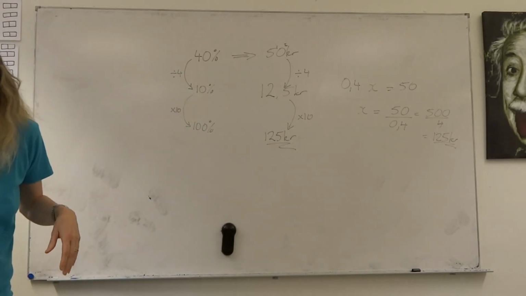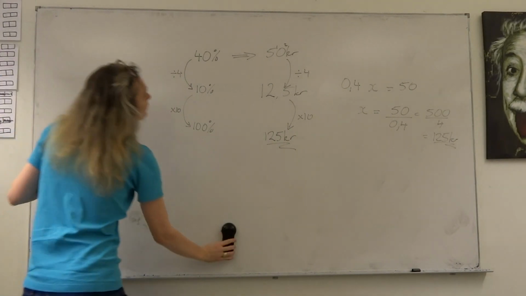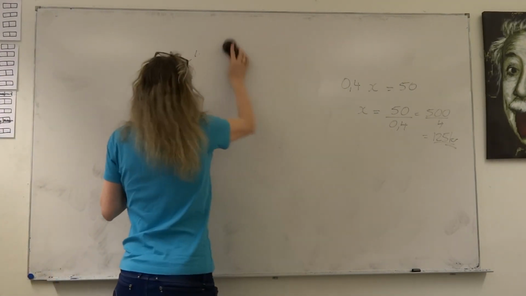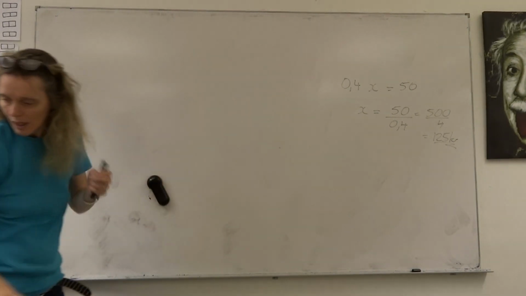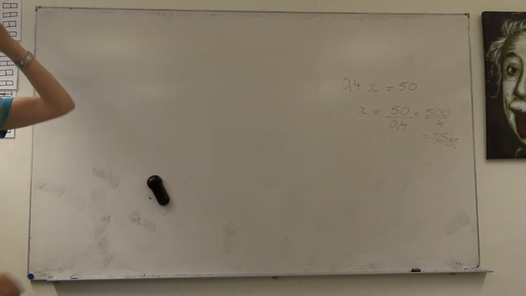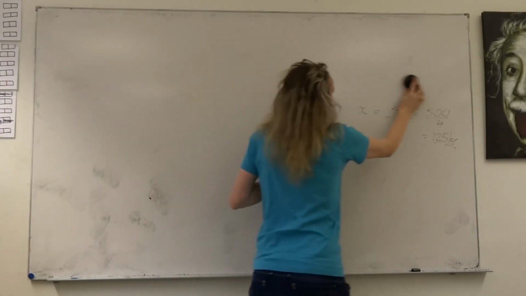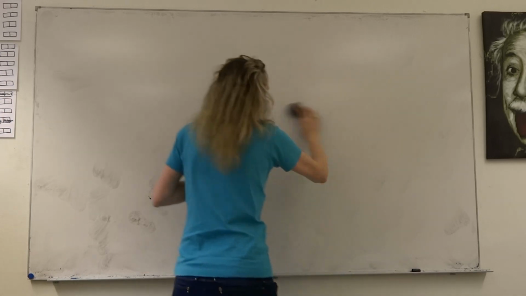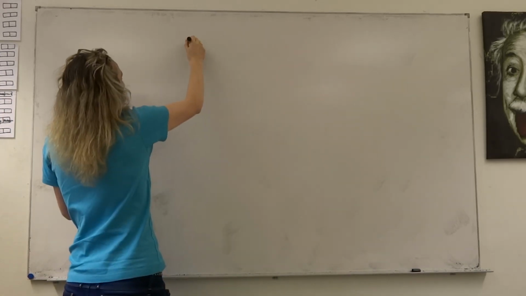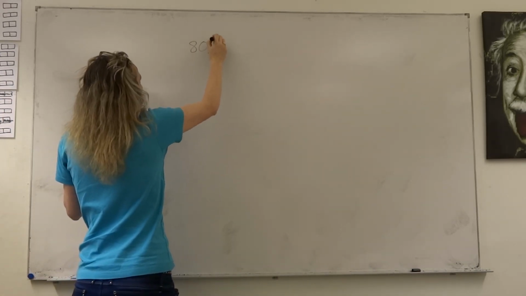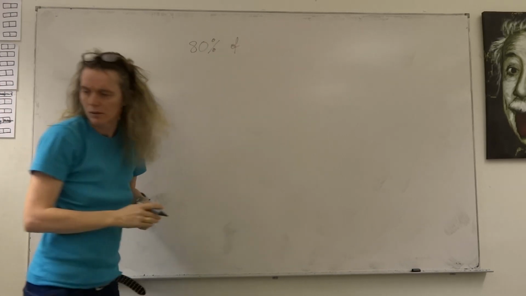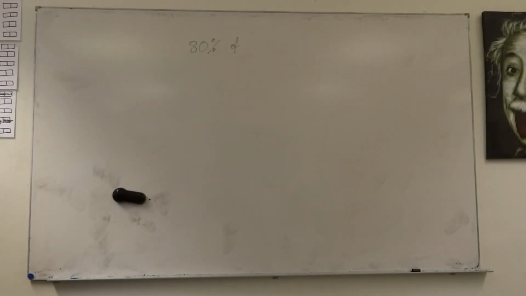Okay, and then the very last one of these anyway is we have calculate 80% of 50 kronas.